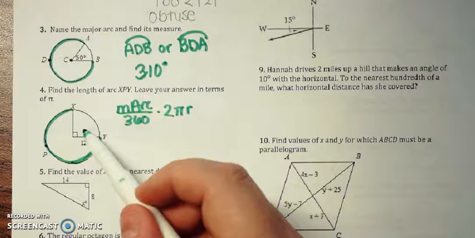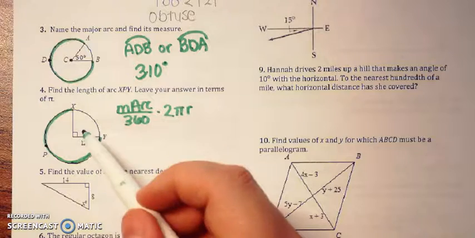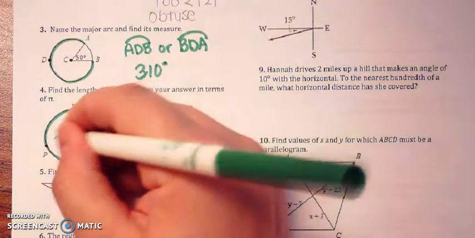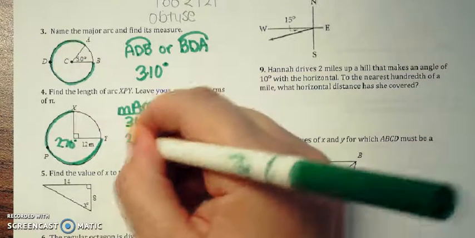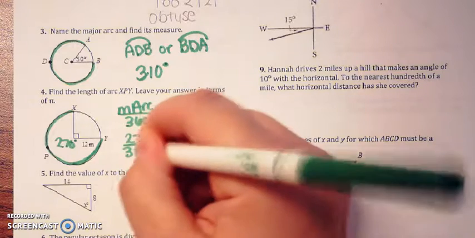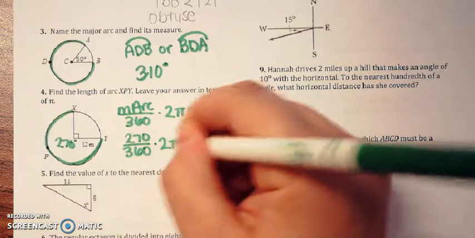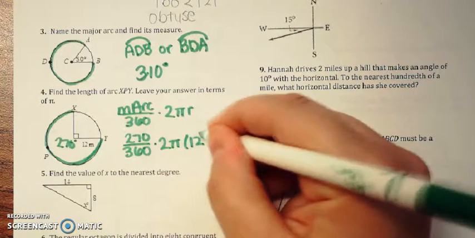Now, they're giving you the 90-degree angle in the diagram here to allow you to see that the measure of the rest of this arc, which is what you're trying to find, is 270. If you do 360 minus 90, that's where you're going to get that. So my measure of my arc, 270 over 360 times 2 pi, and then the radius there in the diagram is 12.